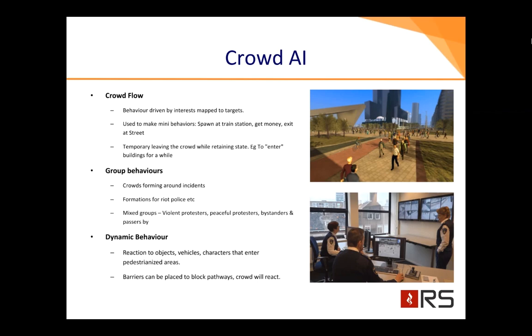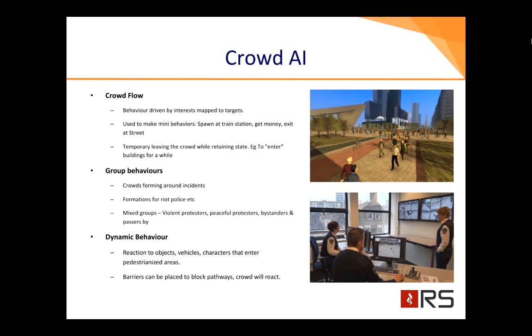So some of the things we're working on here, one of the things is behavior of crowd, which is driven by interests mapped to targets. So what that means is each character will have a particular target that interests them. So for instance, it could be something like taking money from a cash machine, or going towards a particular building or shop and entering it. So by mapping a target to each character, you end up with a very realistic crowd behavior that mimics reality.